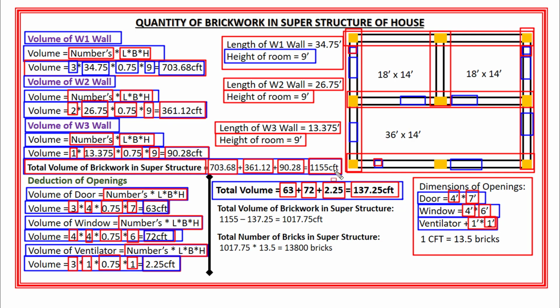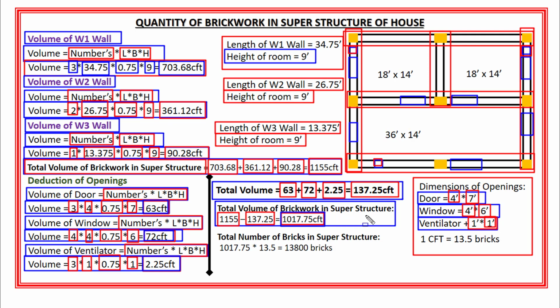Okay. Now I have the volume of brickwork in superstructure with openings, which is equal to 1155 cubic feet. So the volume of brickwork in superstructure without openings is equal to 1155 minus 137.25, and the volume of brickwork will become 1017.75 cubic feet. So after deducting the volume of openings from the brickwork, I have got the final volume of brickwork in the superstructure, which is equal to 1017.75 cubic feet. Now finally I will calculate the total number of bricks in superstructure.